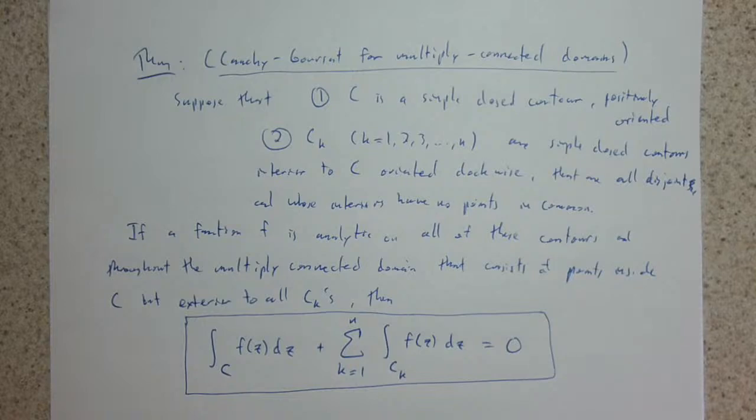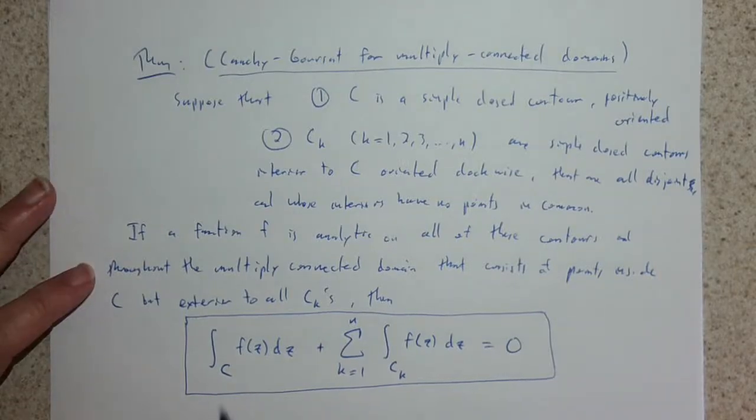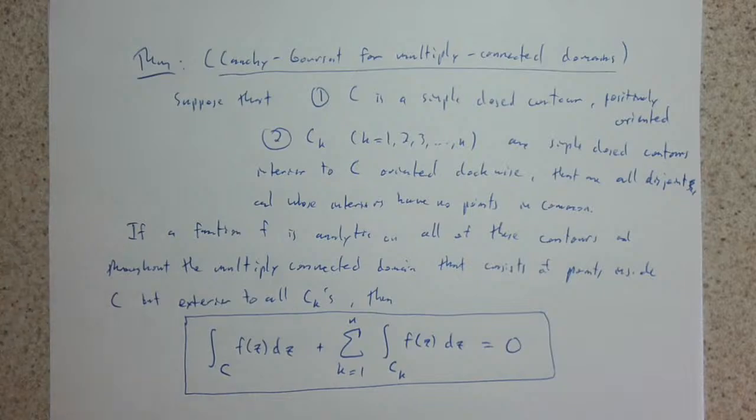Okay, take a second to have a look at that. What do you notice? So if you already got the picture in your mind, this is saying that if I take the contour integral along the outside curve and add to it the contour integrals along each of the inside curves, they cancel out like this. Let's draw a picture to see how this works.